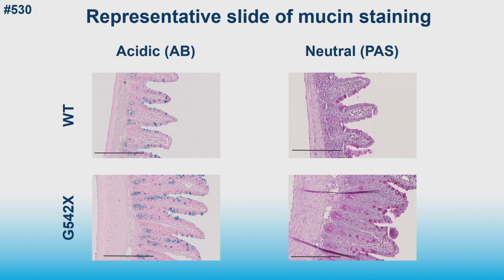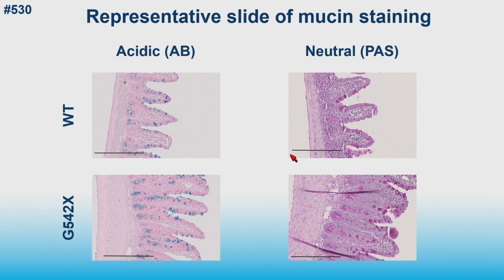This is a representative slide of the same roll stained with either acidic Alcian blue or PAS to look at acidic and neutral mucins for both the wild type and the G542X.